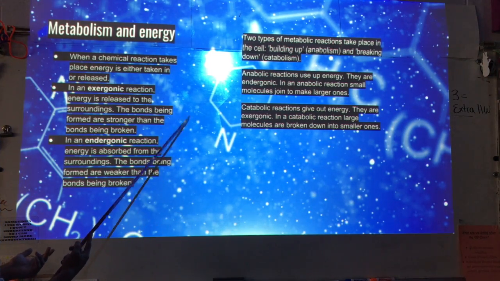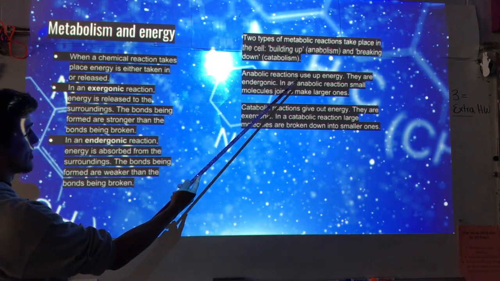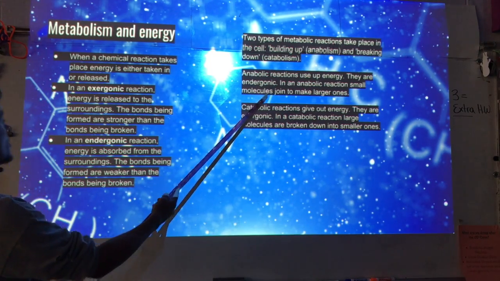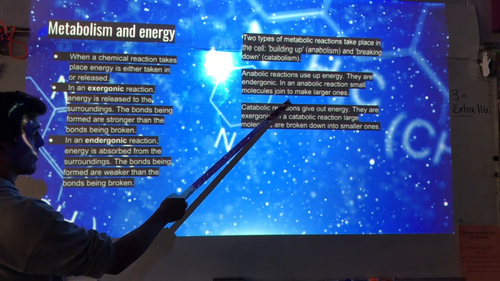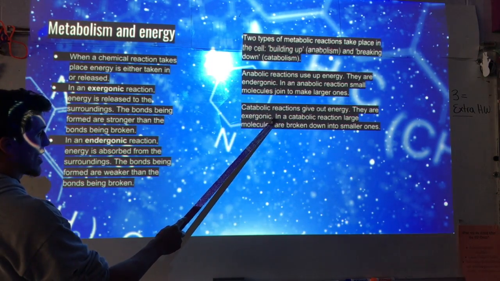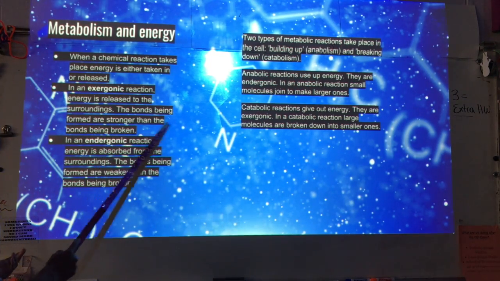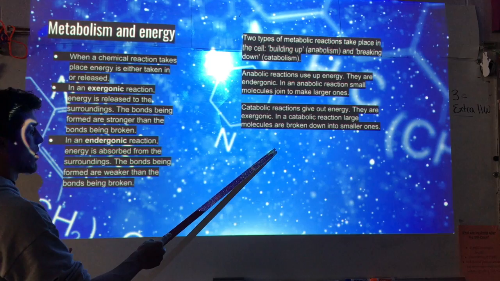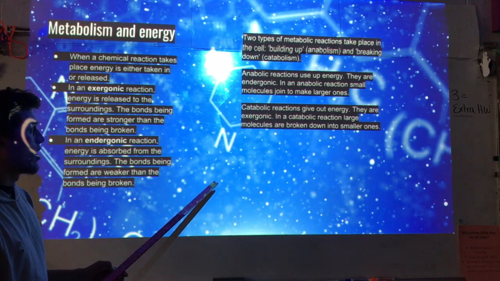So then, taking that into consideration, the two types of metabolic reactions that take place in the cell: building up is anabolism and breaking down is catabolism. Anabolic reactions use up energy, so they are endergonic because they take in energy in order to use in an anabolic reaction. Small molecules join to make larger ones. Catabolic reactions are what give out energy. They are exergonic, which means the bonds being broken release energy. And in a catabolic reaction, large molecules are broken down into smaller ones, which releases energy for the cells and body to use. So that's biochemistry in a brief overview.